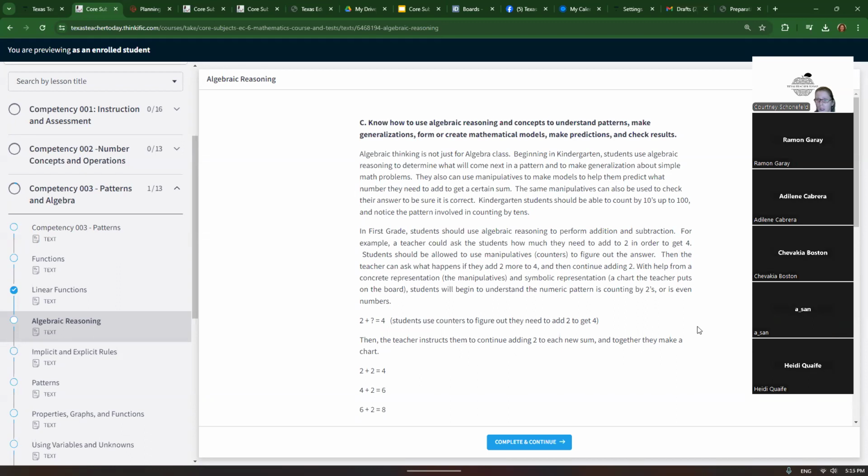Okay, so next, in first grade, students should use algebraic reasoning to perform addition and subtraction. For example, a teacher could ask the students how much they need to add to 2 in order to get 4. So 2 plus what equals 4? That's algebraic thinking. They should be allowed to use manipulatives to figure out the answer because remember that little kids can't think abstractly yet. They need manipulatives. So then they have a concrete representation and then a symbolic representation too, which is a chart.